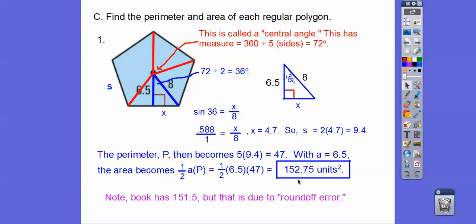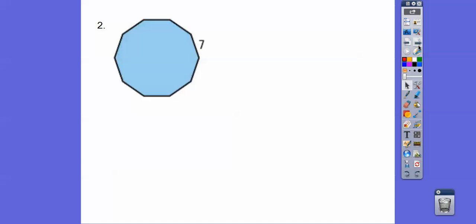So you just look for the one that's going to be close to that, and that's just because you're rounding off somewhere in there, okay? So units squared.